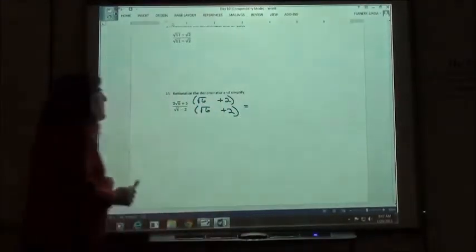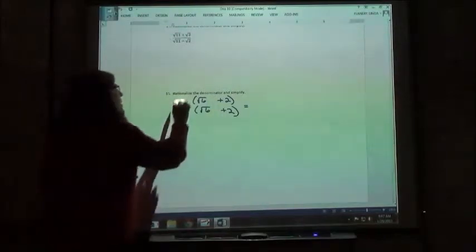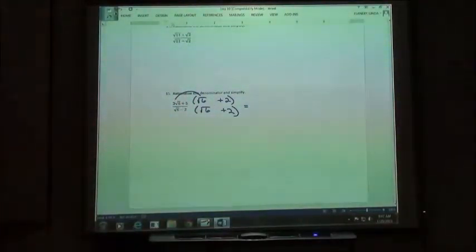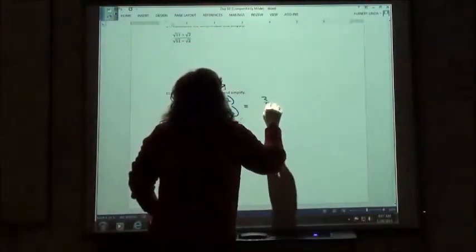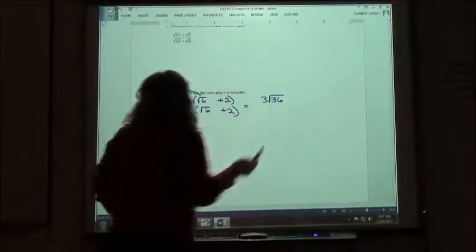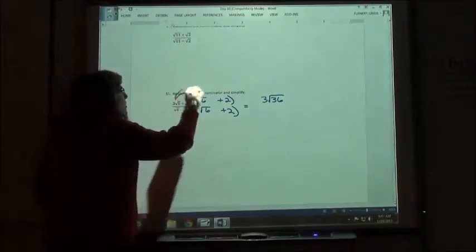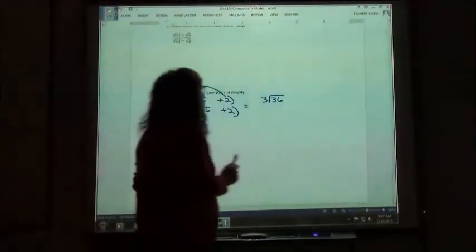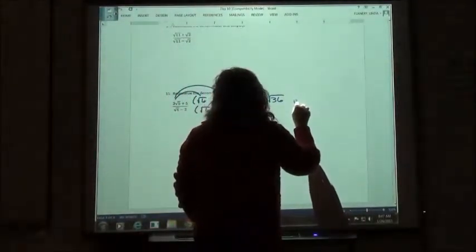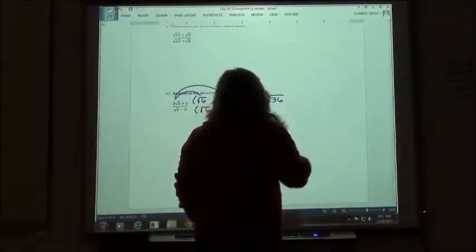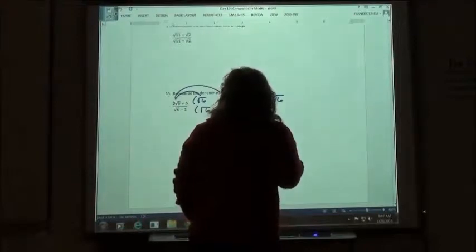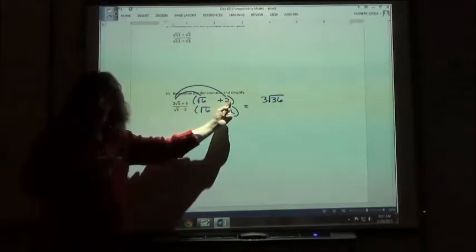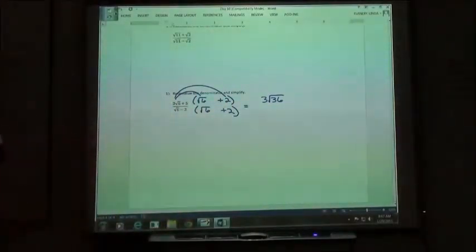So on the top, foiling that out, 3 square root of 6 times the square root of 6. 3 squared, 36. Exactly, 3 square root of 36. And then we have the outside, the 3 square root of 6 times a plain 2. There's not a square root over that 2.